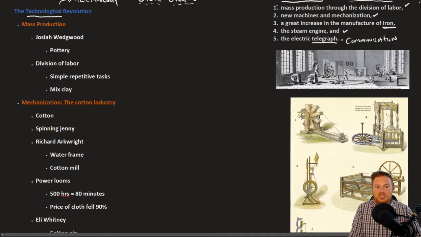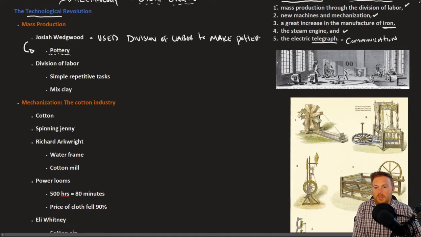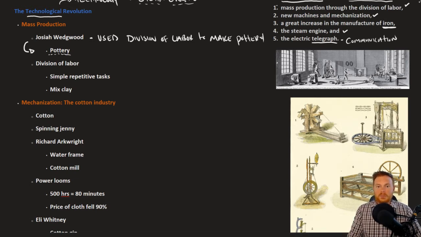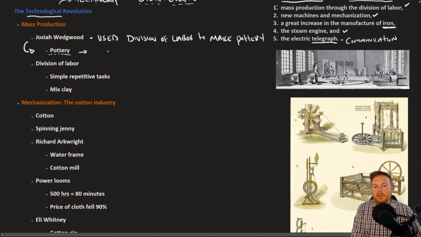So in regards to mass production and division of labor, Josiah Wedgwood practiced this using pottery, all right? Essentially, what division of labor is that instead of one person producing something from beginning to end, each step along the production method, somebody else is assigned with that specific task. So if we look at something like pottery, to make a pot or a vase or whatever else you make with pottery, it might first be to mix the clay, right? Then to mold it. Then to maybe glaze it. And then to paint it, right? So those would be all the processes in turning it into a finished product.